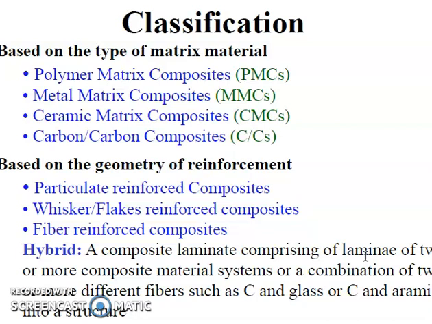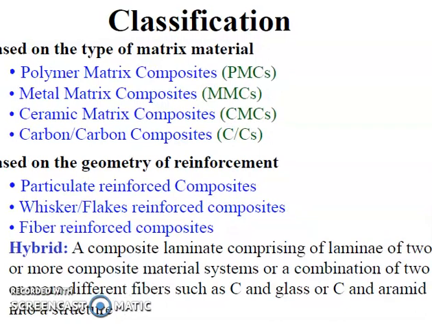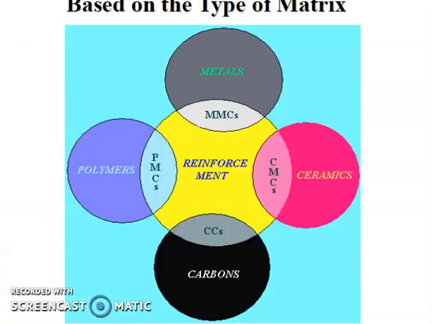Then another special category is the hybrid form. Hybrid means a composite laminate comprising lamellae of two or more composite material systems, or a combination of two or more different fibers, such as glass fiber and carbon fiber together, or glass, carbon and aramid fibers together. So when the fiber material is of two constituents, then that composite is called a hybrid composite.